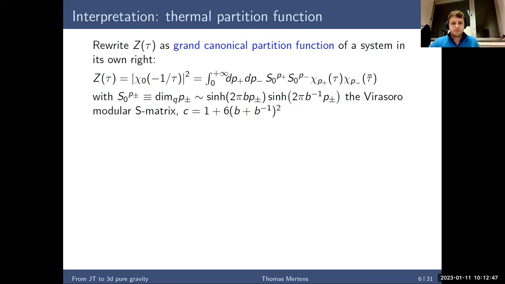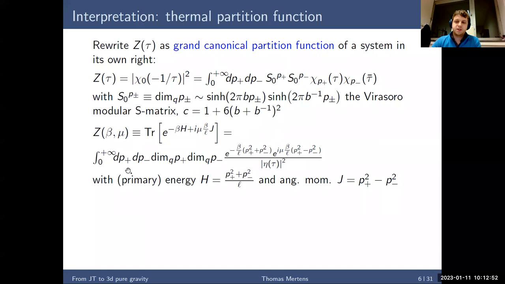So with this, our total partition function, we can interpret this as a grand canonical partition function, and very explicitly, this is what it looks like. I've just inserted the concrete form of the characters here and used the fact that tau was related to the inverse temperature and the chemical potential of our system.